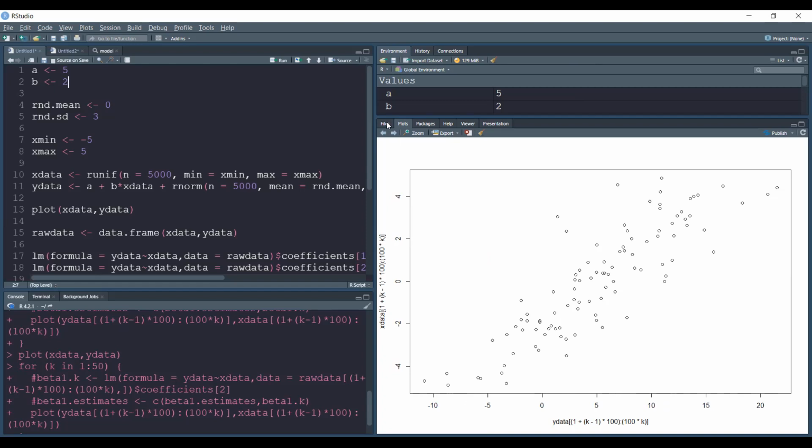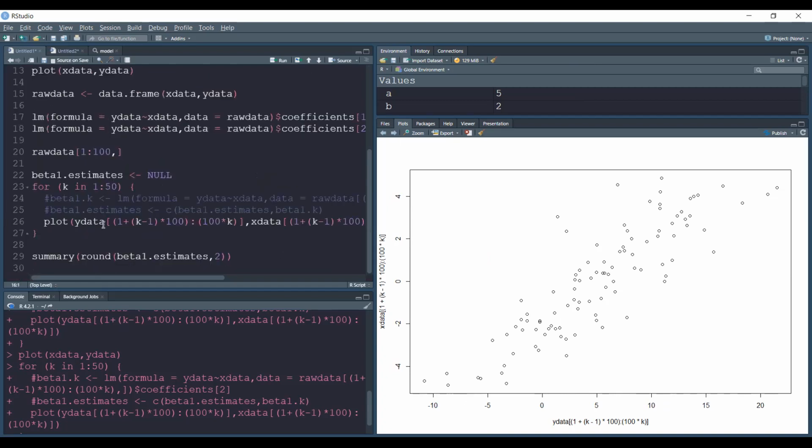So let's go back to our original code. I'm going to put a hash over there to comment it out. That's how you get R to ignore any code. Really useful if maybe you don't want to delete a line of code, although you wouldn't want to use it.